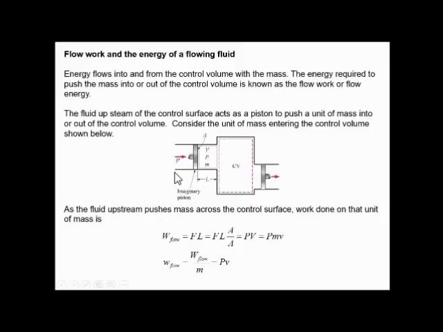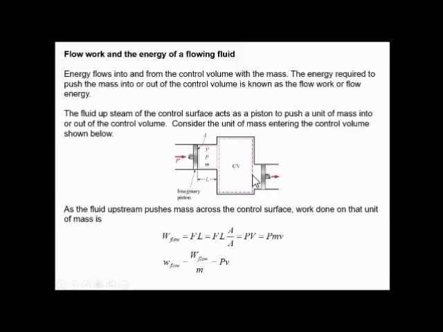Now if you consider a unit of mass entering the control volume as shown, in this case this is an imaginary piston. The volume on the initial side is V, pressure P, and mass m. Now the piston will move through a distance L into the control volume. So what is the work done in this case? As the fluid upstream pushes the mass across the control surface, work is done on that unit of mass.